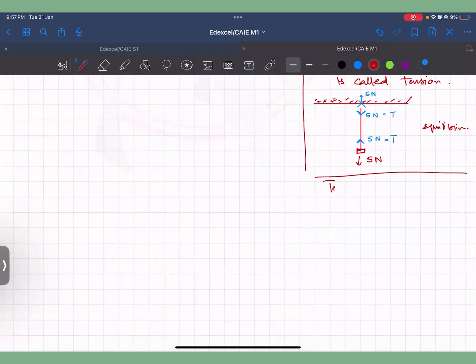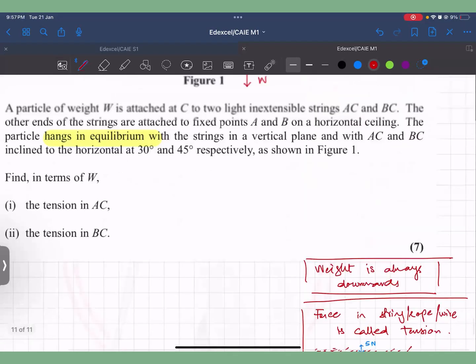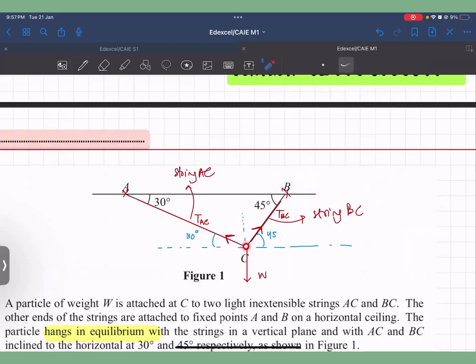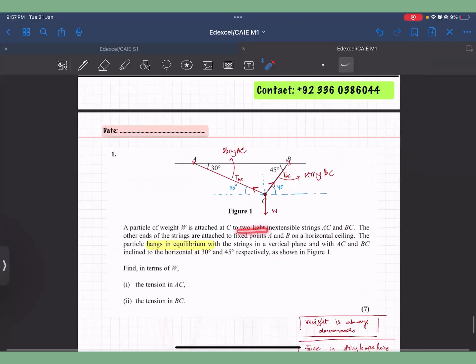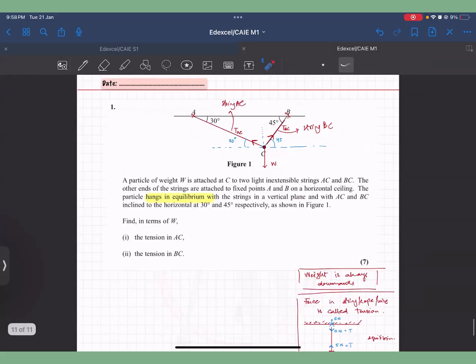Tension in the same string would be constant, because this is something important. Right now there were two strings. There was a string separately attached from this point to this point. This was a separate string and this was a separate string. They have told us, look, two light inextensible strings. So the strings were separate. This is another one, this is another one. So when you have two separate strings, then the tension can be different as well.